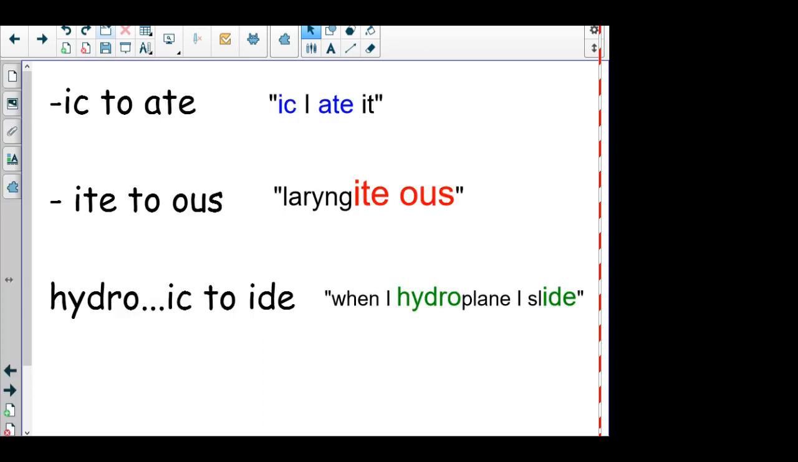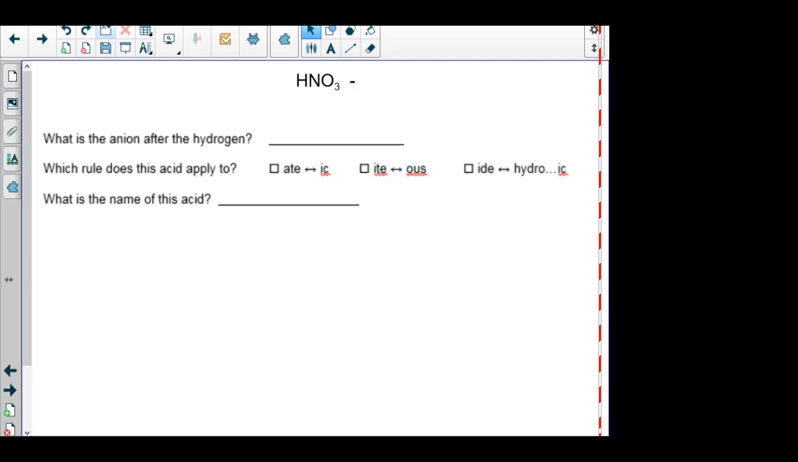This slide is very important. It's the mnemonic device, or the way to remember how to name acids, generally speaking. The acids we're going to cover, you can use these three tricks to name them in this course. Ate to ic, "I ate it." Ite to ous, "laryngitis" is the trick to memorize that. And hydric to ide, "when I hydroplane, I slide." Let me show you how to apply these. So we're going to go through each of these. You should be able to follow along in your notes with these.